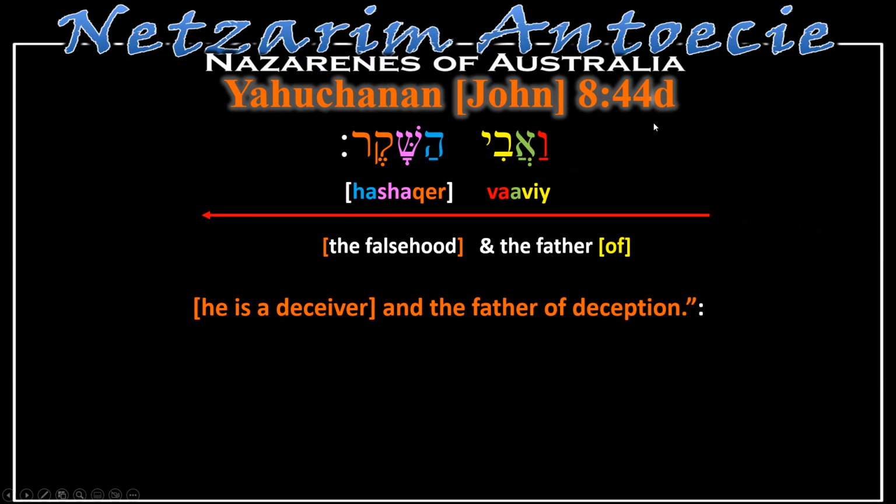And we come to 44D. We have a Vav and a Lef, a Ve and a Yod, a He, Shin, Kuf, Resh. And we read it: Va-avi, meaning, and the father, and we can add to that of, ha-sheker, meaning the falsehood, the father of the falsehood. He is the deceiver and the father of deception, is how it's translated.